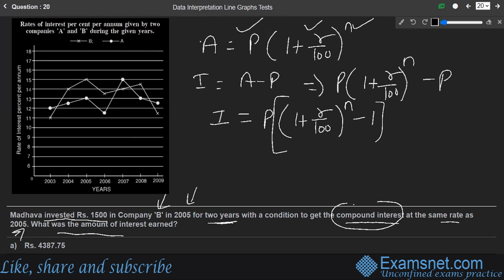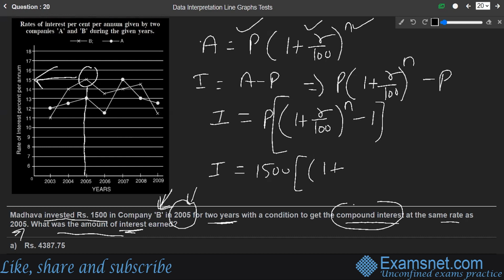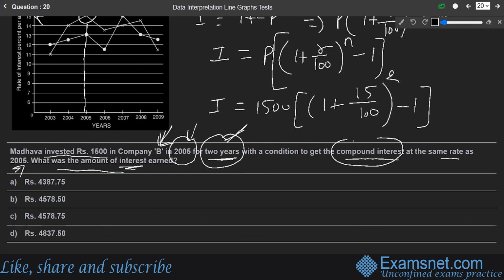So let us put the values, and we have got all the values. We are supposed to find out the amount of interest. The amount of interest will be principal, that is nothing but 1,500, into 1 plus rate percent. What was the rate of interest in 2005 for the company B? Let us see the graph. In 2005, the rate of company B was nothing but this cross, which is 15%. So 1 plus 15 over 100. And for how many years? He says for 2 years. So n value becomes 2, minus 1. So clearly we are supposed to solve this particular mathematical expression.